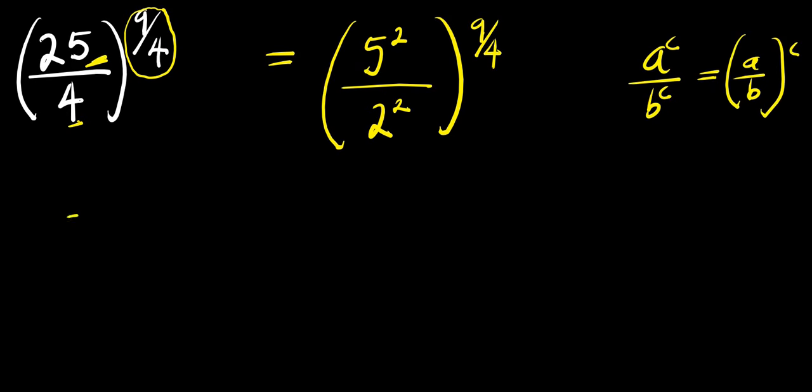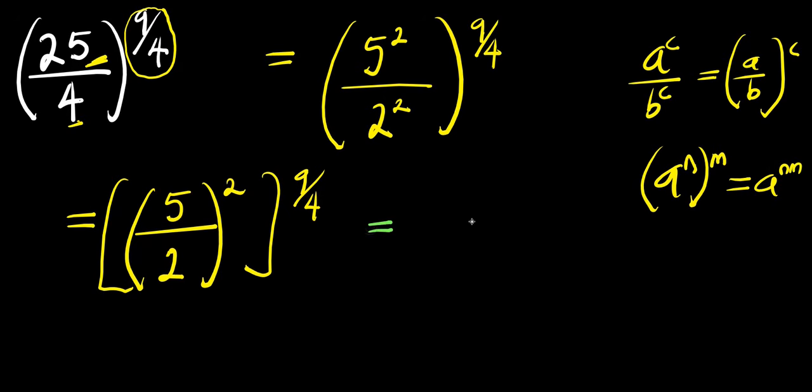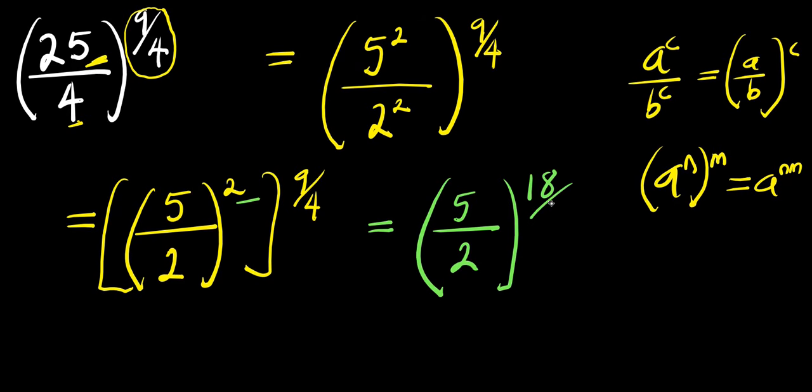So this will simply give us 5 divided by 2 raised to the power of 2, and this is raised to the power of 9 over 4. Now, remember, if you have a power n raised to the power of m, this equals a power n times m. So this will simply give us 5 over 2, raised to the power of 2 times 9, that is 18 over 4.